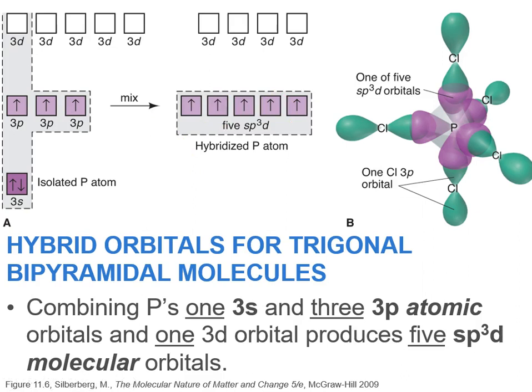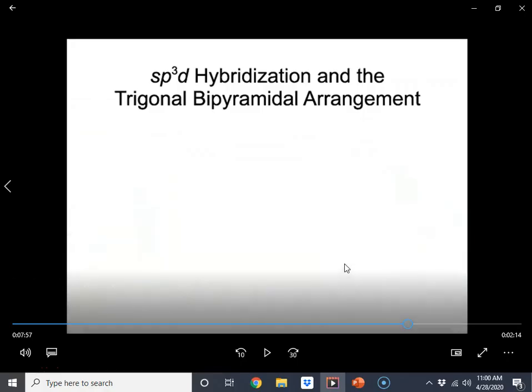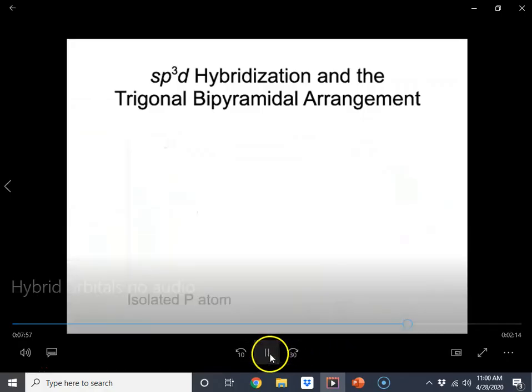So we have 5 molecular orbitals, all of equal energy, and because phosphorus has 5 valence electrons, we can put 1 electron in each one of these 5 sp3d molecular orbitals. And now we can overlap them with 5 chlorines, and each of the chlorines will contribute 1 of their unpaired electrons, and the rest of them will be in the lone pairs. All right, let's go back to our video.